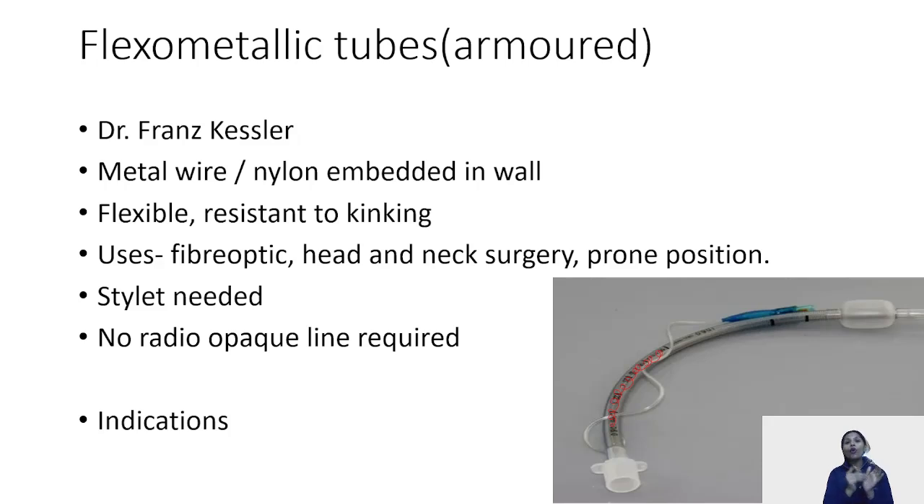This is the tube of choice in head and neck surgeries, or in surgeries where the position of the patient has to be changed, like lateral or prone. In those cases, the preferred tube is the flexometallic tube. For its insertion, you need a stylet. No radio opaque line is needed because you have that metal wire.